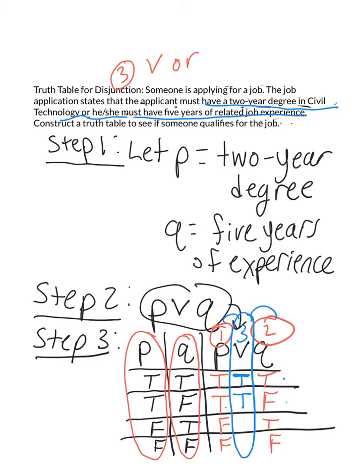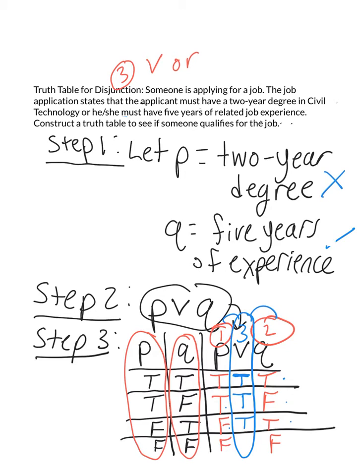The same is going to be true in row 3. Now P is false, but Q is true. If P is false, the candidate does not have the degree. Q is true, he or she does have the experience. They could still get the job because just one or the other is good enough. You could have one or the other or both, is what the word "or" means in this chapter.